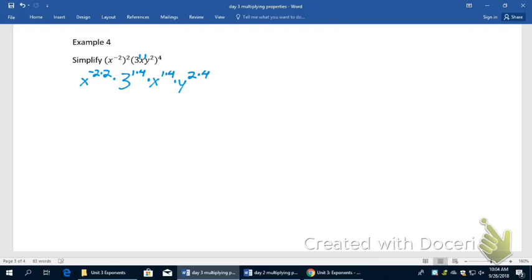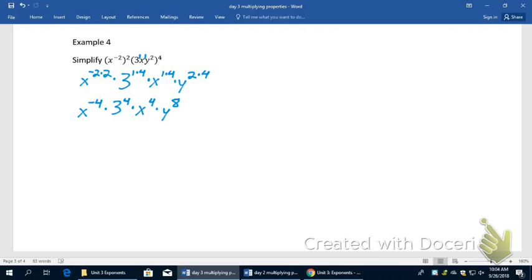So now I'm just going to go ahead and do those multiplications in the powers. That x will be to the negative 4th. 3 will be to the 4th. Then this next x will be to the, I about put 5, 4th. And then that y will be to the 8th.